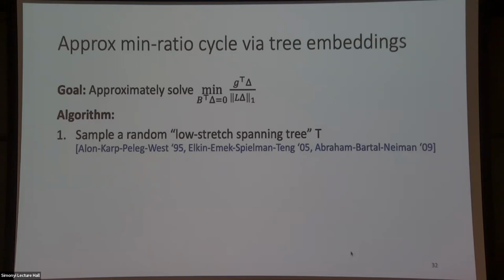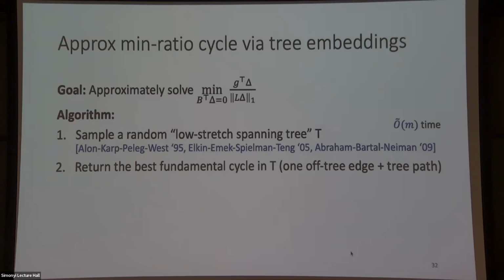Given this tree, it's known how to do it in almost linear time. Given this tree, look at all the fundamental cycles in the tree. You take a tree, you add an edge, you get a unique cycle. That's a fundamental cycle. You test the objective that this fundamental cycle achieves and return the best of them. So you don't have to test all the cycles in the graph, just these M fundamental cycles because of the tree. And we'll show that this actually achieves a good approximation.